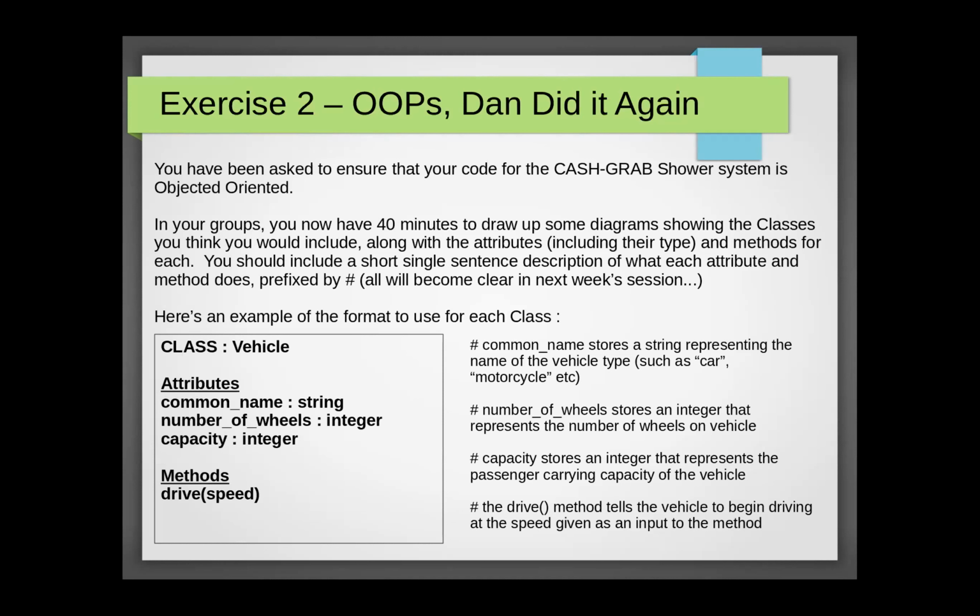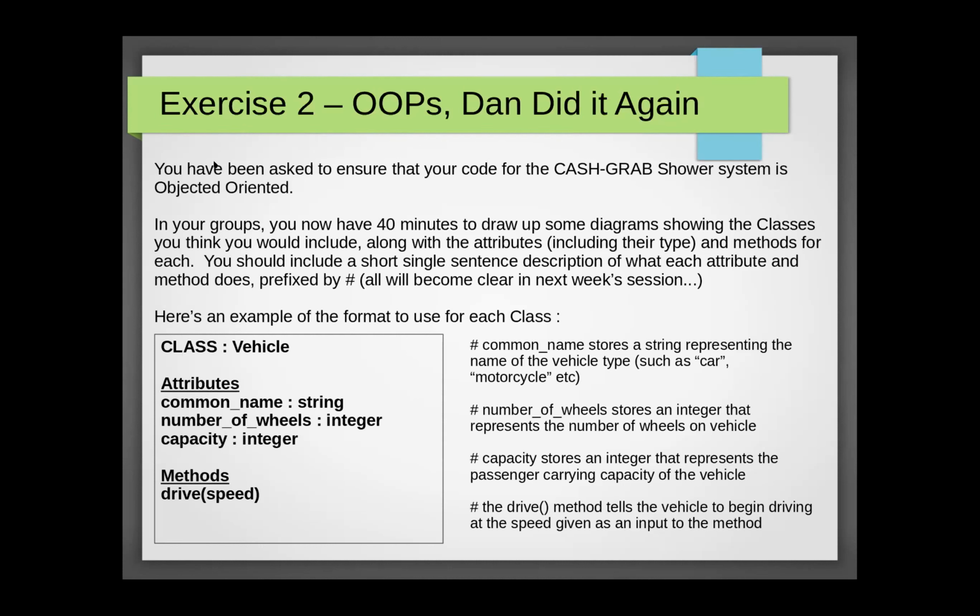Okay, so what types of blueprint of things do you think you want in your cash grab system, and for each of those classes, what would be the attributes, and for each one, what would be their type, and what would be the methods. And you should include a little short single sentence description of what each attribute and method does. And you should prefix it with the hash symbol. If you're not already aware, that will become clear when we start teaching you actual coding next week. But put a little description.